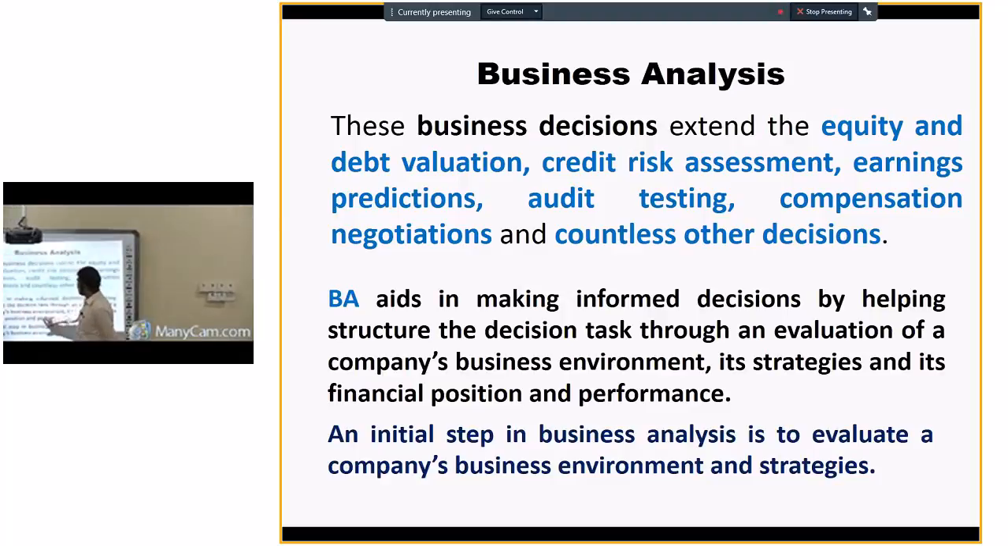If you refer to the previous slides, again you can see these contents. Here we are considering the evaluation of companies, the business environment, its strategy, and its financial position and performance. Here we are under financial statement analysis. We mainly focus on financial position and performance and prospective analysis. The initial step in business analysis is to evaluate the business environment and strategy.